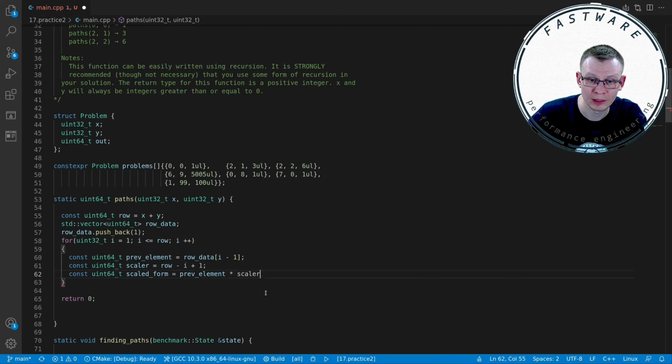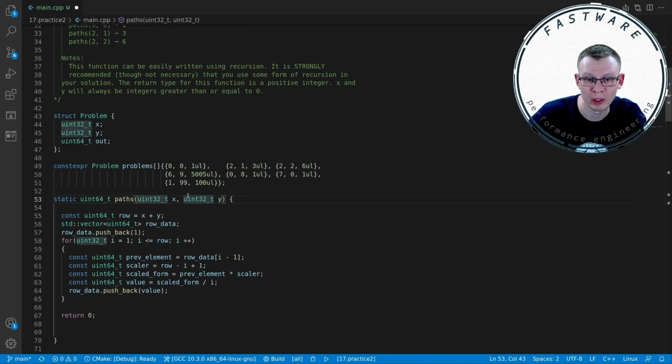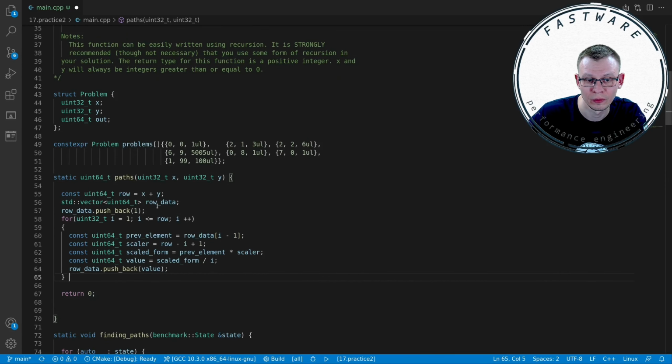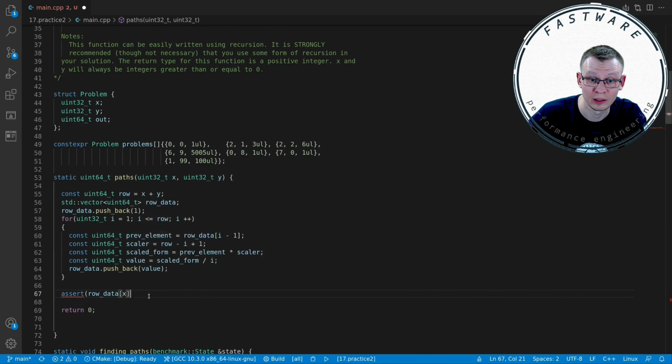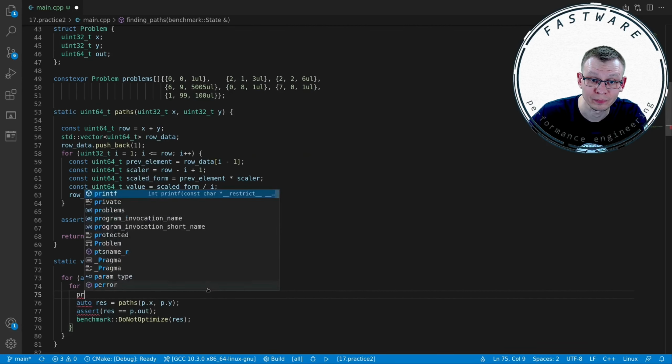And the last thing that we want to do is take a scaled form and divide it by that index. The property of this row data is that it's symmetrical. So basically it mirrors around the center, and therefore the beginning part of the vector and the end part of the vector will mirror each other, starting from the center. So I basically assert that this will be true, that row data at X and Y are exactly the same, and I just return one of them.